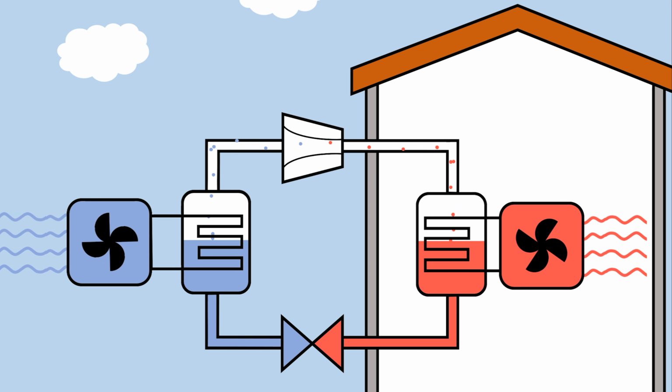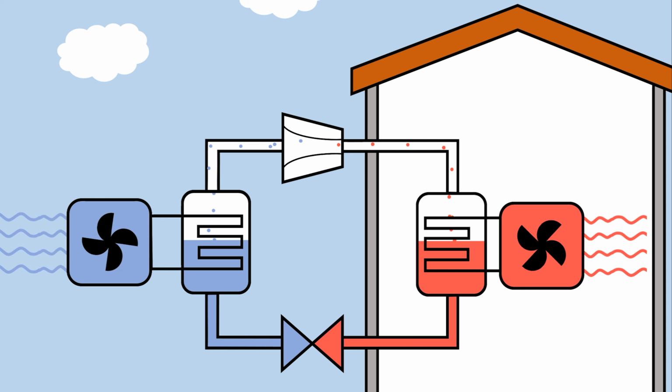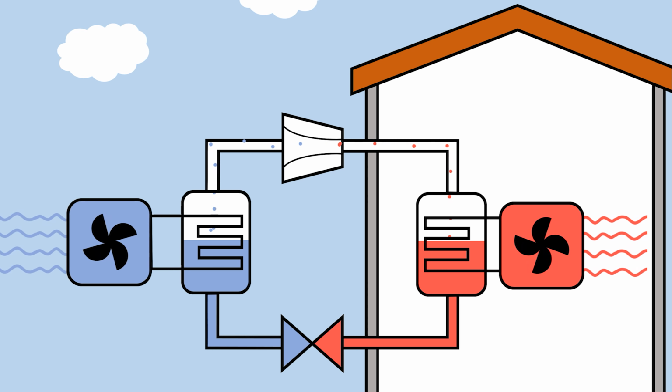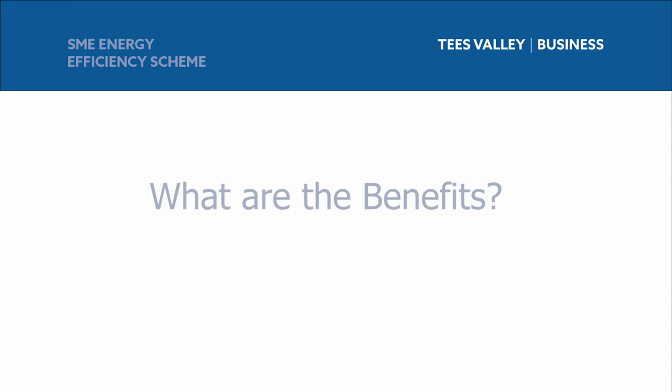The refrigerant then returns to the outdoors via an expansion valve, which drops its pressure and temperature, ready for it to be evaporated again. The refrigerant continues round and round this circuit, gradually warming up the building and keeping people warm.